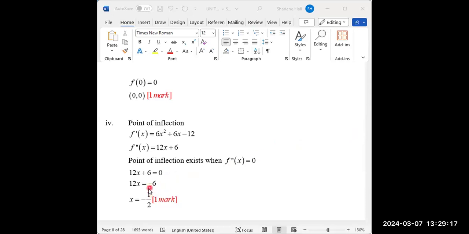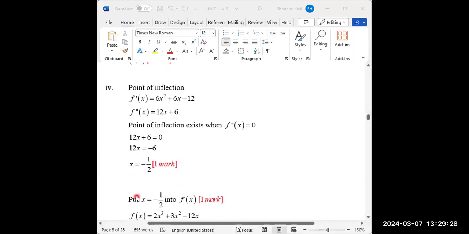All right, so I'm going to set that equal to 0, and I get x equals negative a half. So x is going to be equal to negative a half.